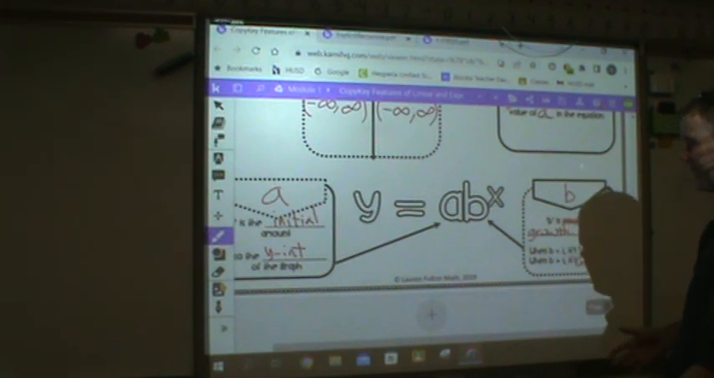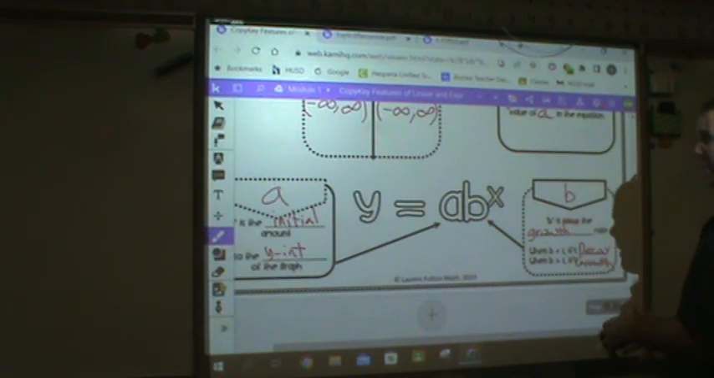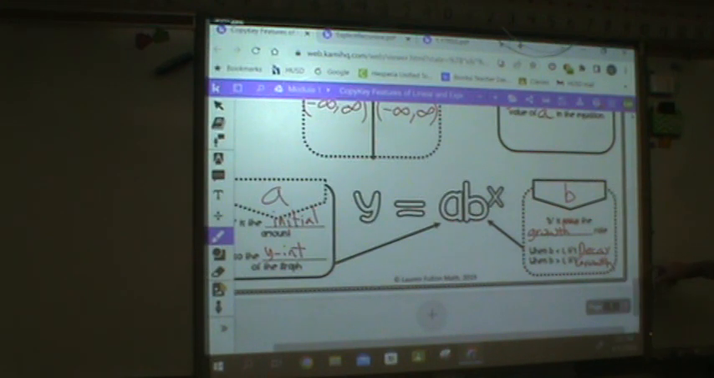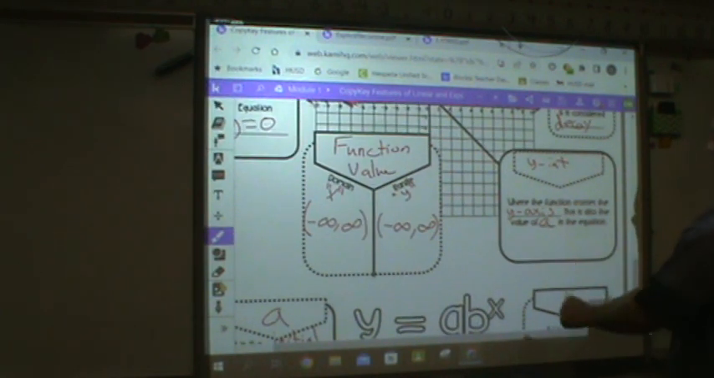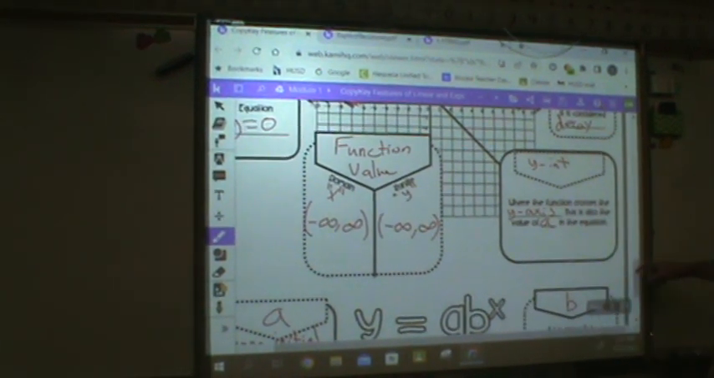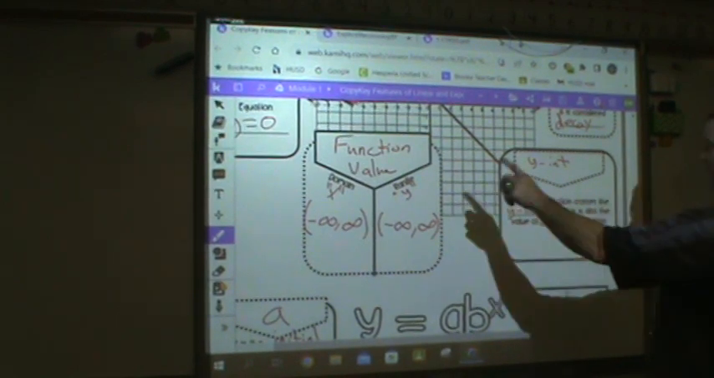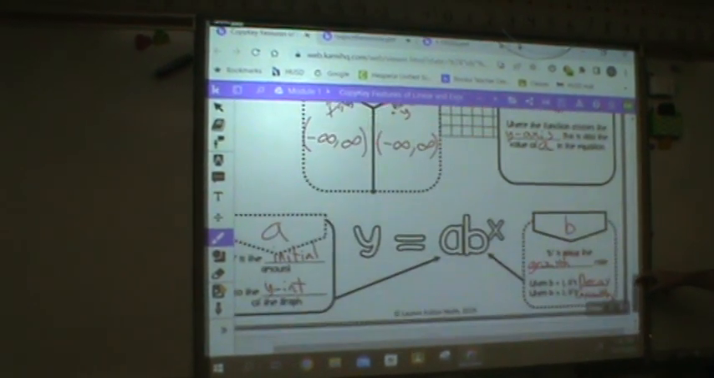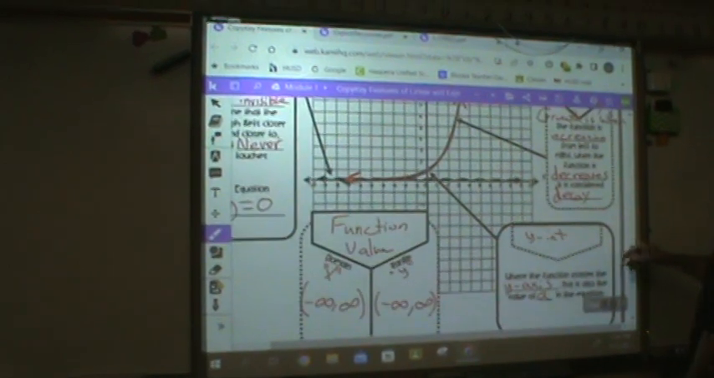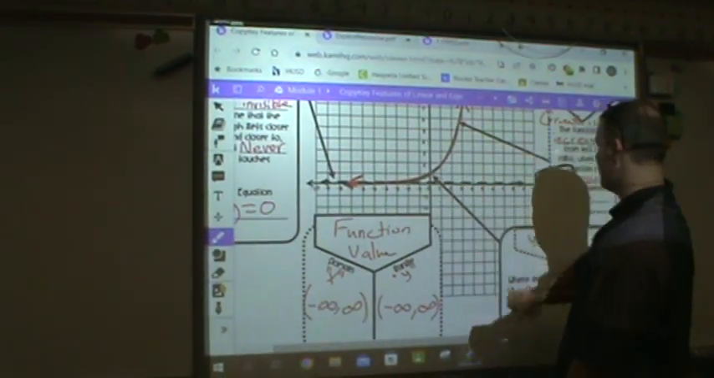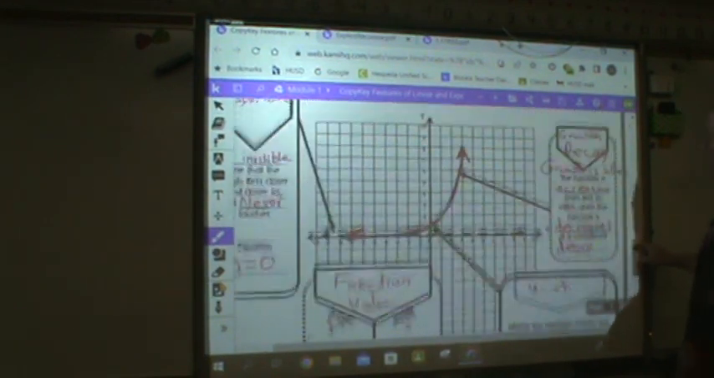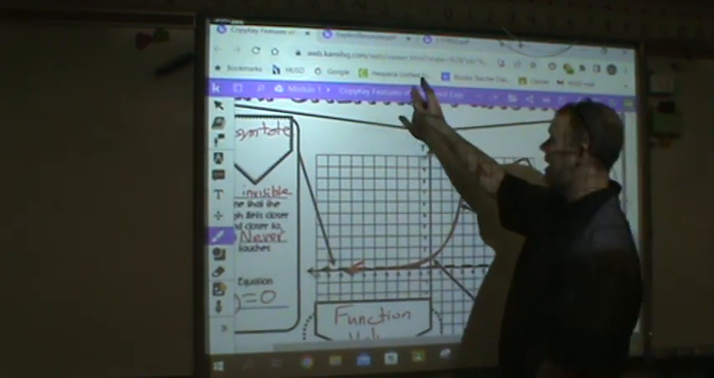Now, we didn't talk about key features of quadratics because we haven't talked about quadratics yet. So we're going to talk about what those key features are. But understand, a quadratic function will have an x-intercept. It will have y-intercepts. Okay? Notice on the exponential there is no x-intercept. That's because it gets as close as it can, but it never touches the x-axis. A little bit mind-boggling in that aspect.